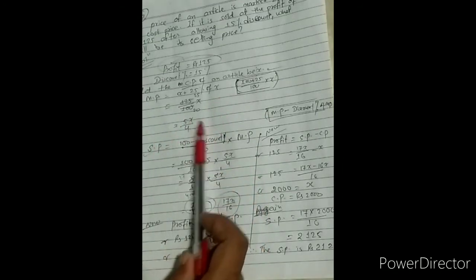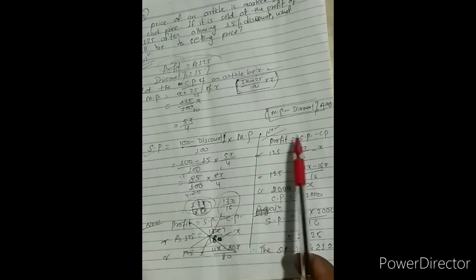You have to let x and then find MP 25% above this cost price. After getting the MP, you will find the selling price, because you have to find the selling price at last. After getting the selling price, we can use the formula of profit, SP minus CP. SP is 17x by 16, and solve it to get the value of x. Put that value in SP, and you get the selling price.